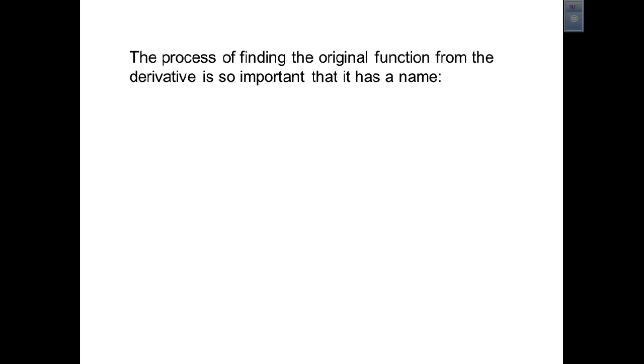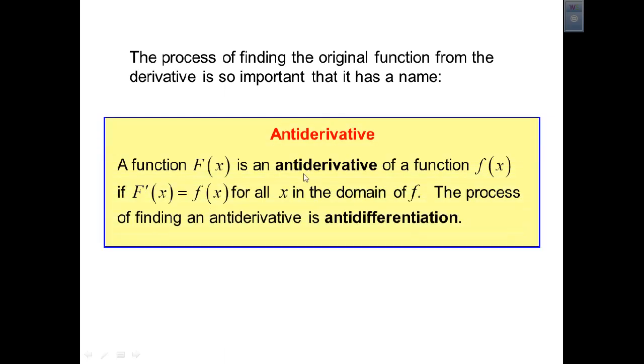Now, this process of finding the original function from the derivative is so important that it has a name. It's called the antiderivative. A function capital F of x, by the way, capital F of x is the notation for an antiderivative of little f. So when you see the capital letters, that means that you're talking about an antiderivative.